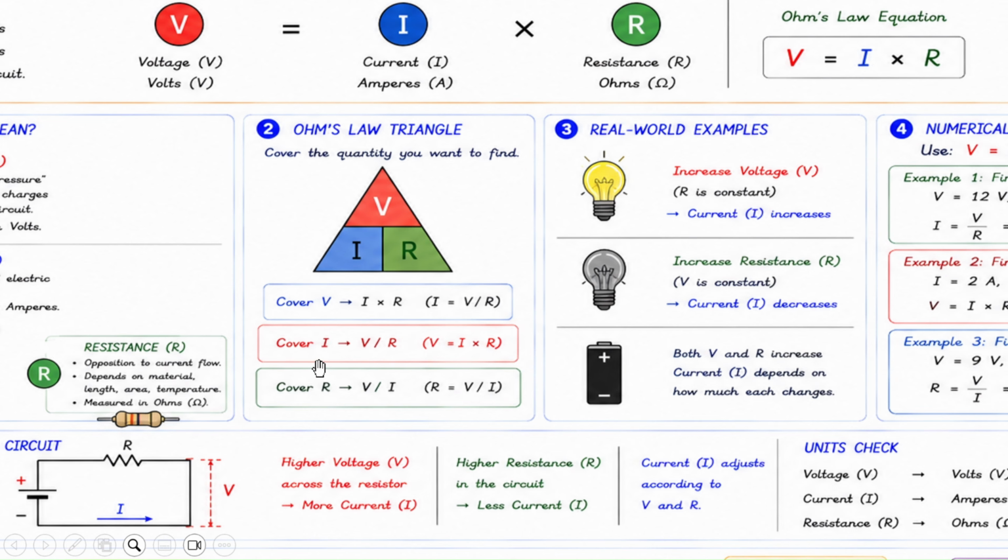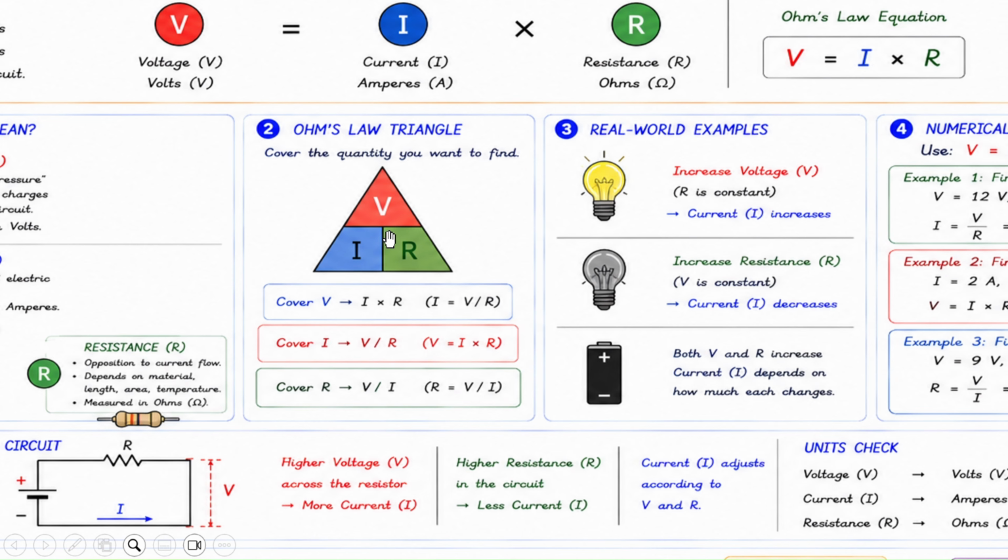Whereas if we cover I, we're going to see that V is over R, and the line between them represents the division. So if we cover I, we see that V is divided by R. And likewise, if we want to figure out what R is, we cover R and we're going to see that V is over I. So this Ohm's law triangle is for beginners, and it helps you understand how these equations are derived.